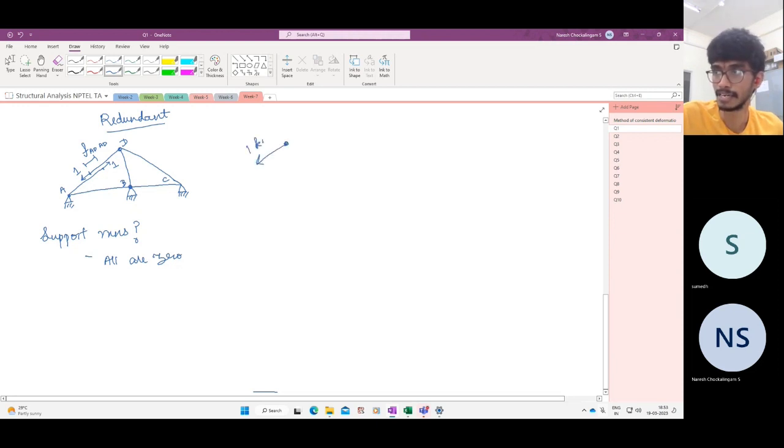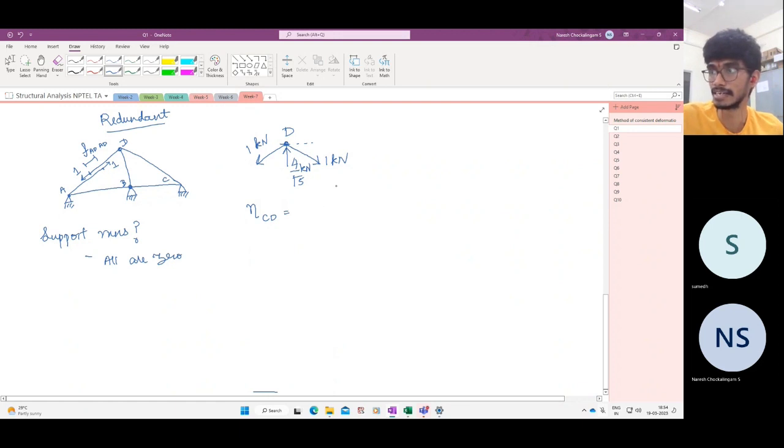You have 1 kilonewton applied at this joint D. You have some force coming from here. If you enforce horizontal equilibrium of horizontal forces, you will get this as 1 kilonewton. And if you enforce vertical equilibrium, you know it is 1 plus 1, which is 2. 2 by root 5 into 2, which is 4 by root 5 kilonewtons compressive.